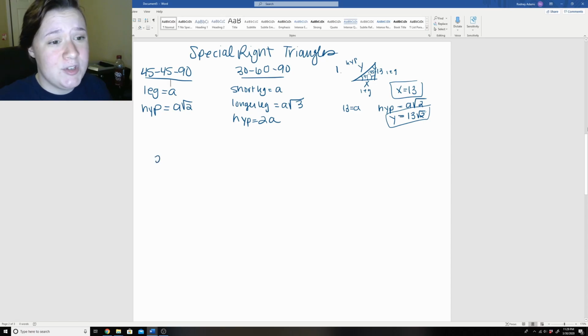Let's take a look at number 2 next. So this one is another 45, 45, 90 triangle. The one across from the right angle is going to be the hypotenuse, and the other 2 are going to be the legs.